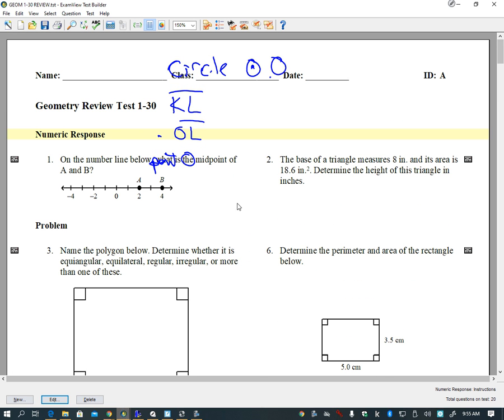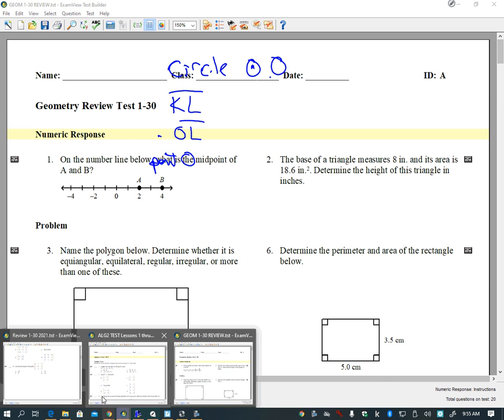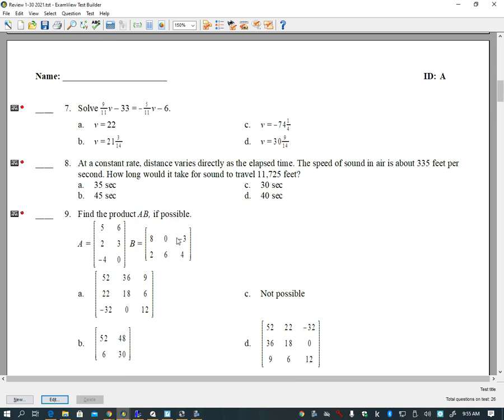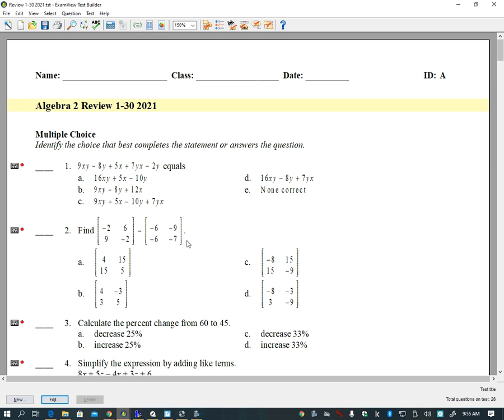Let's see. I think, nope, this isn't what we want. I want to make sure we've got the right test, though. This one right here? Okay. All right, so I think we're recording.